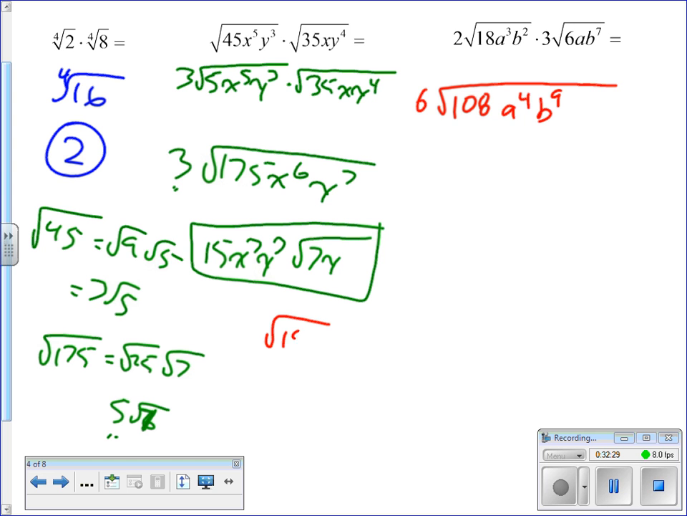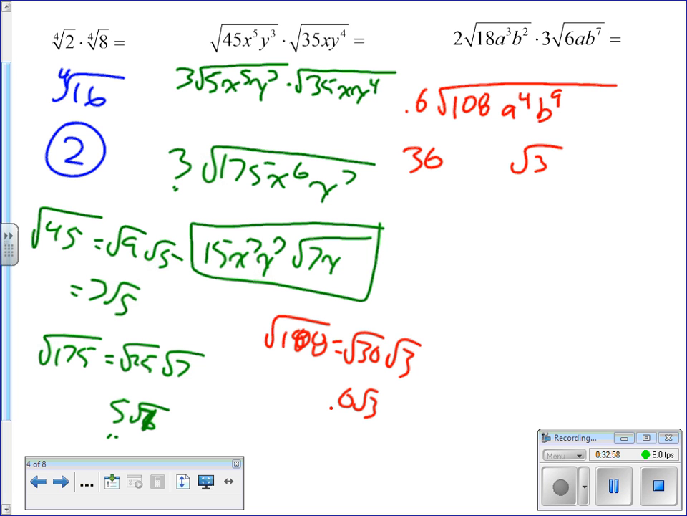Square root of 108 is equal to the square root of 36 times the square root of 3. Square root of 36 is 6, so this is 6 root 3. I already have a 6 out front, right? So I get this 6 times this 6 gives me 36. So I have 36 root 3. That's my numeric value.